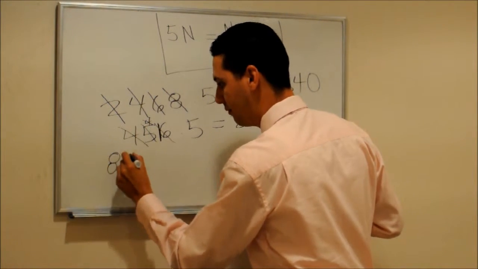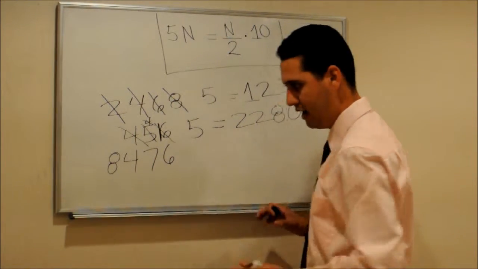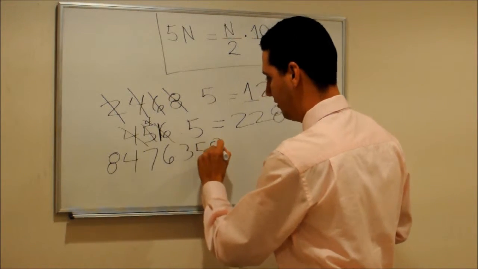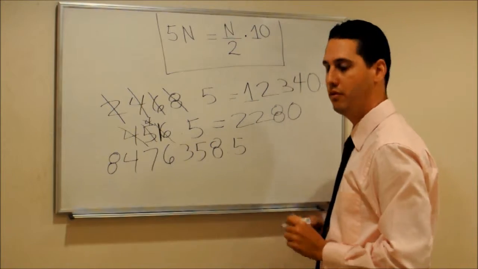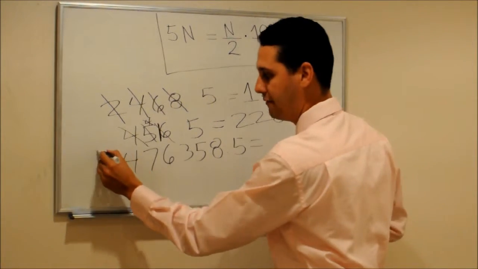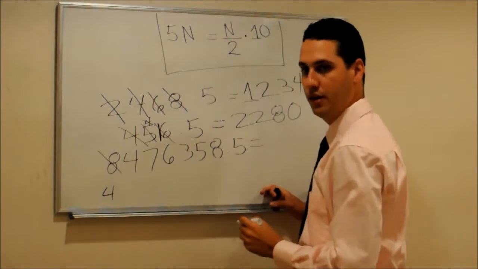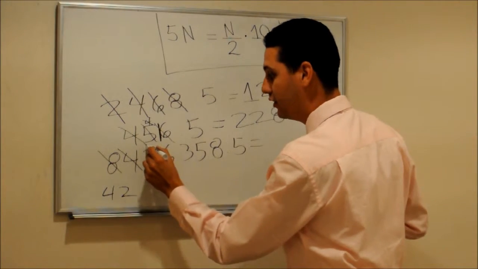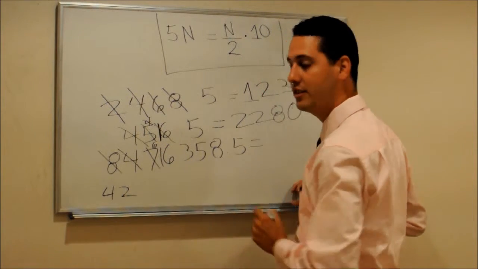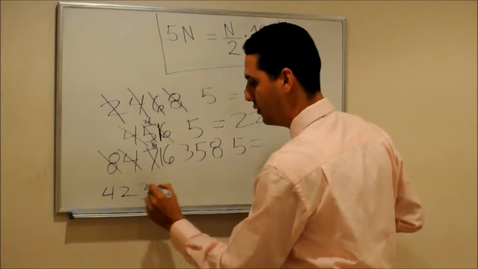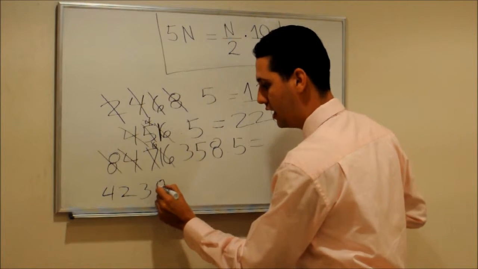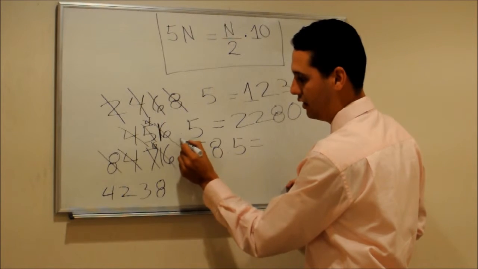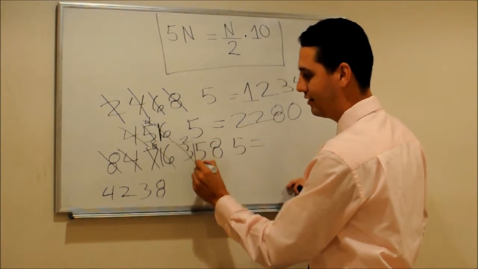Okay? Let's do the hardest exercise. For example, 8,476,358 times 5. Let's do it. Half of 8 is 4. Half of 4 is 2. Half of 7. 7 is an odd digit, so let's make 6 and 16. Half of 6, 3. Half of 16, 8. Half of 3, let's make this one even, which is 2. And let's add 10 to the next one.